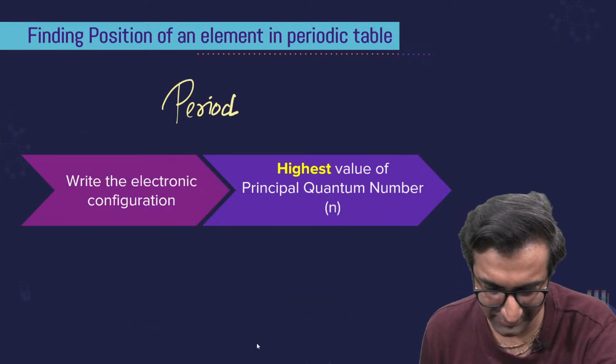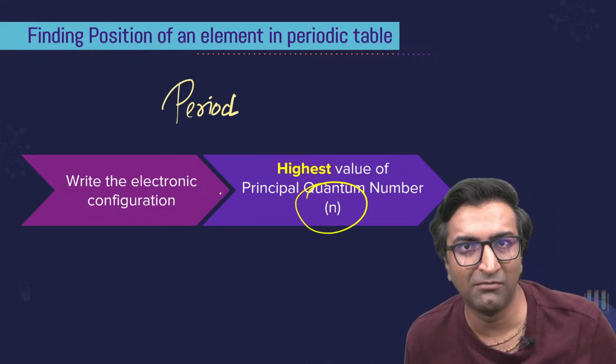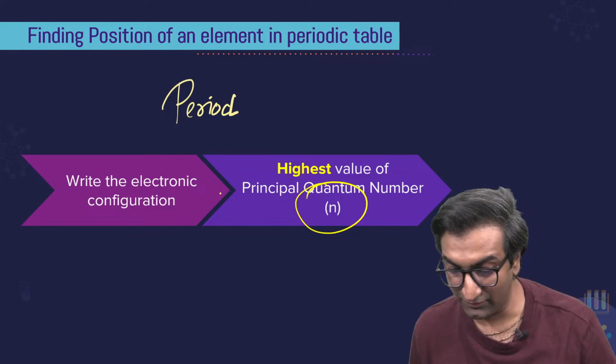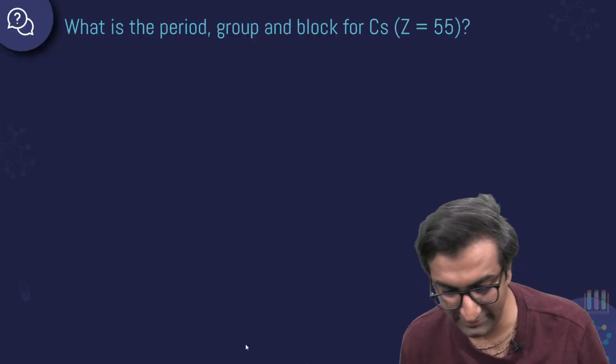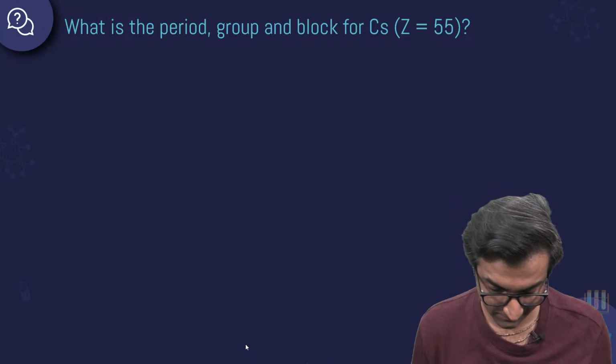Okay, period is easy: highest value of principal quantum number. What is principal, oh my god, principal quantum number, yes, the same thing we studied in atomic structure, same thing bro, highest value of principal quantum number. Okay, here's an easy one: what is the period, group and block for cesium?